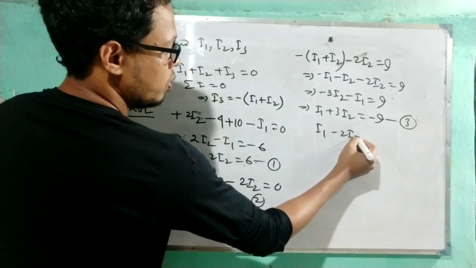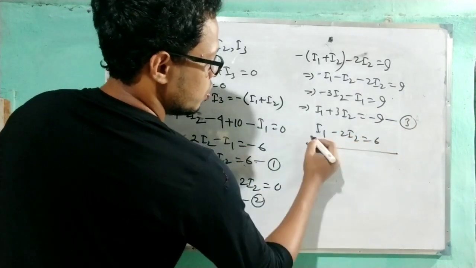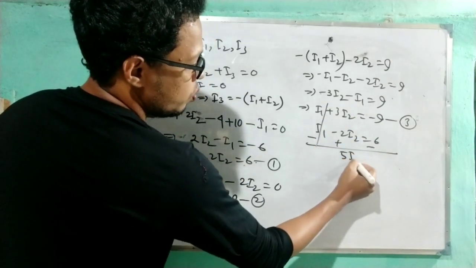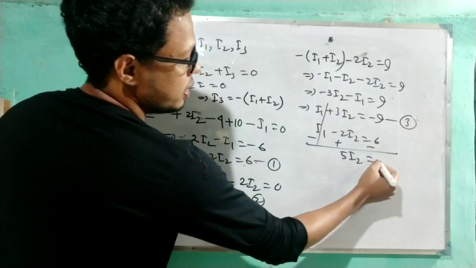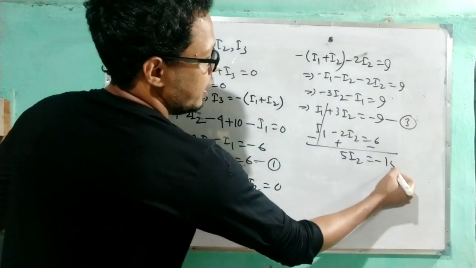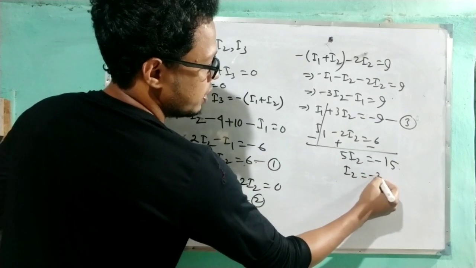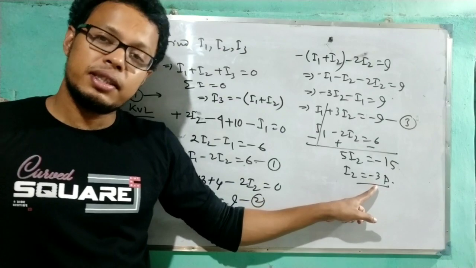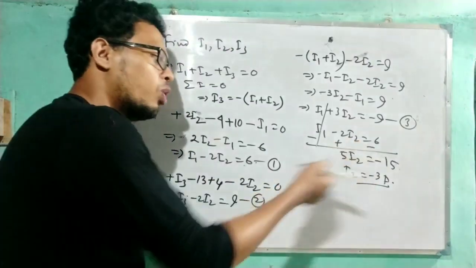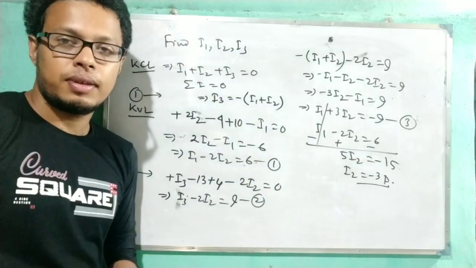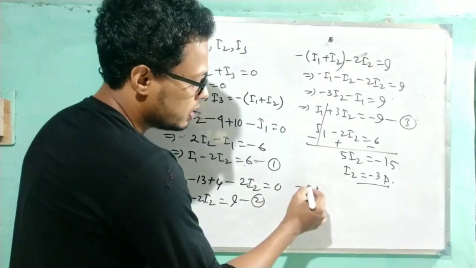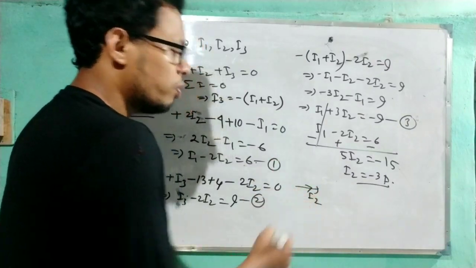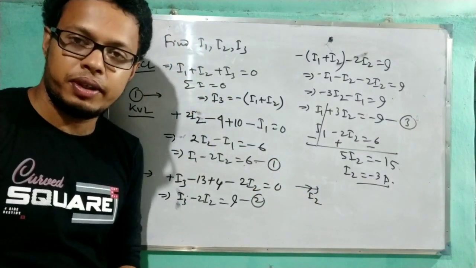I1 minus 2I2 will be 6. So minus plus minus, they will cancel. So 5I2 equals minus 10 minus 6 minus 15. So I2 will come minus 3 ampere. That is what I am trying to say: this I2 is coming minus 3. That means the direction will be opposite to whatever is given. Here, the direction is given for I2 in the question, but the actual direction will be opposite. That's why the minus came over here.